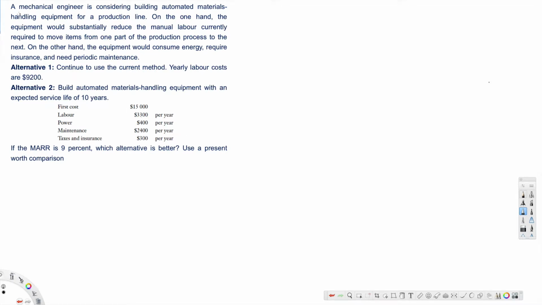Let's look at this problem right here. This question is asking: a mechanical engineer is considering building automated materials handling equipment for a production line. On the one hand, the equipment would substantially reduce the manual labor currently required to move items from one part of the production process to the next. On the other hand, the equipment would consume energy, require insurance, and need periodic maintenance.